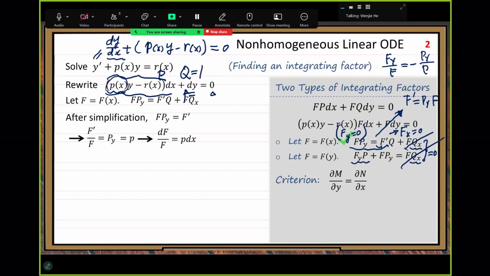df over f equals p times dx. Natural log absolute value of capital F equals this integral of p function. We introduce a new notation, little h function, to represent that. We just want to make the expression shorter, more compact, concise.